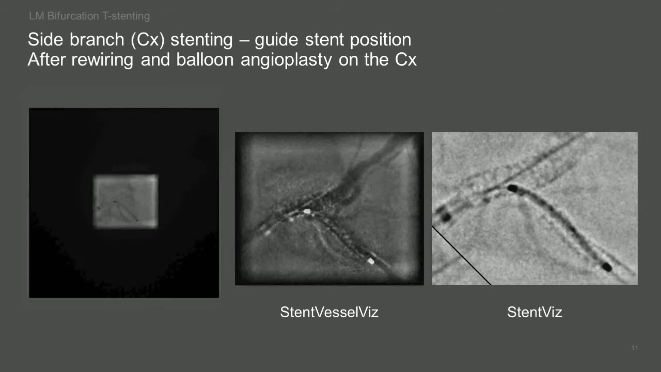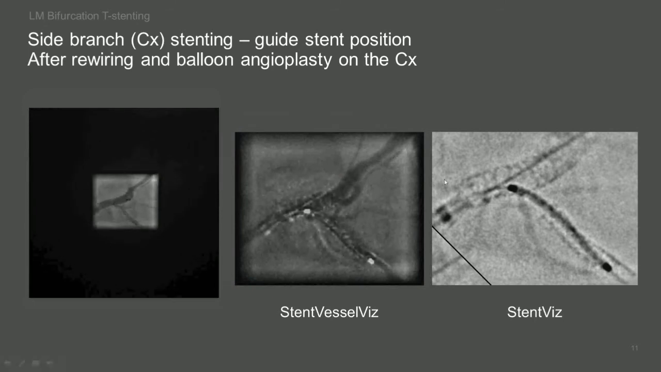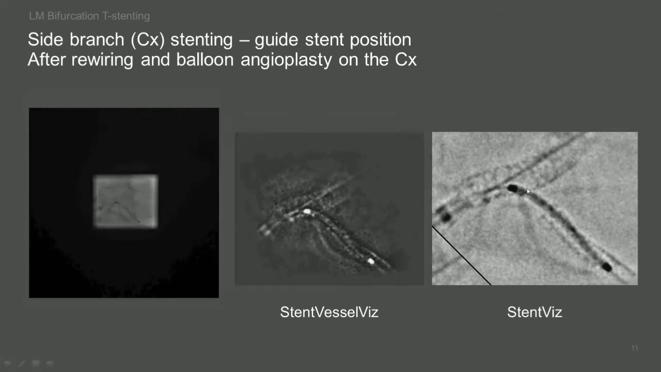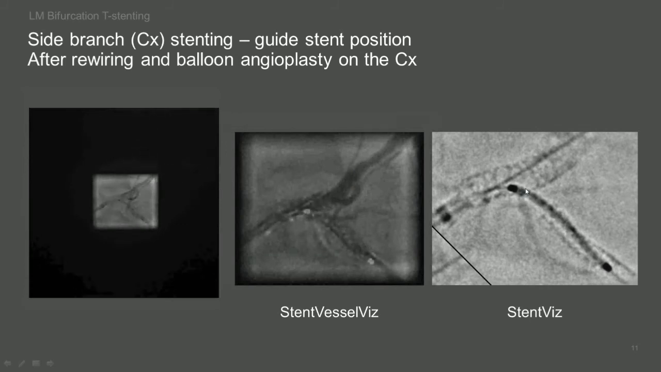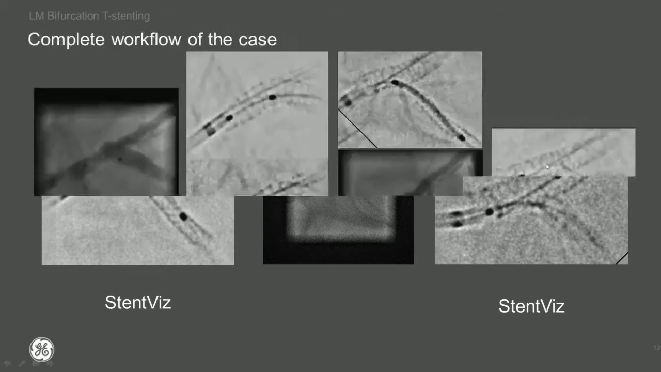Here we can clearly check the good position of the stent with the StentVision. It is very useful and very quickly done, and here you can assess clearly the positioning of the second stent, minimizing the overlap inside the left main, and being sure that we will not have a geographic miss of the ostium of the circumflex. Here we have the result of the StentVision. We can do a re-POT at the end of the procedure to be sure that the stent is well impacted, and then we can assess the result of the overall bifurcation.